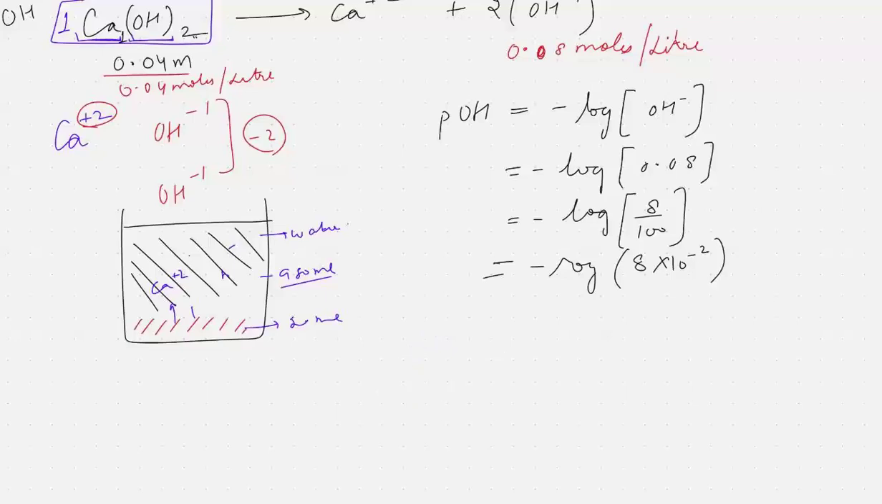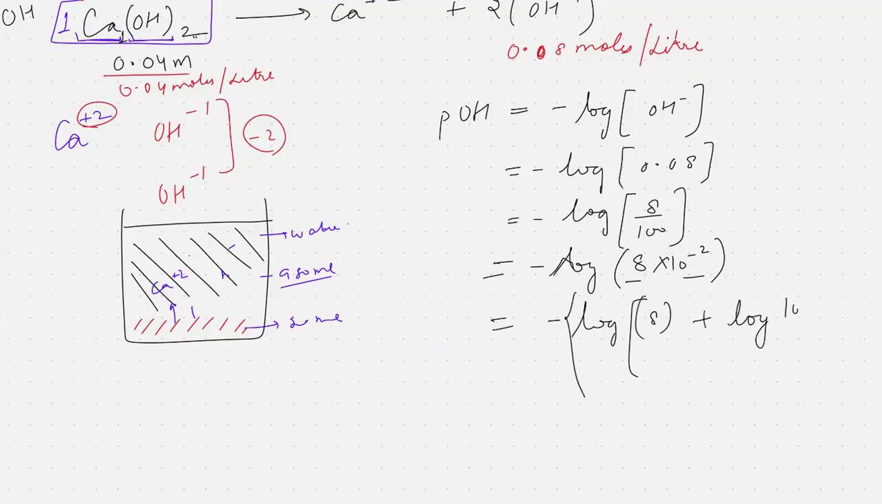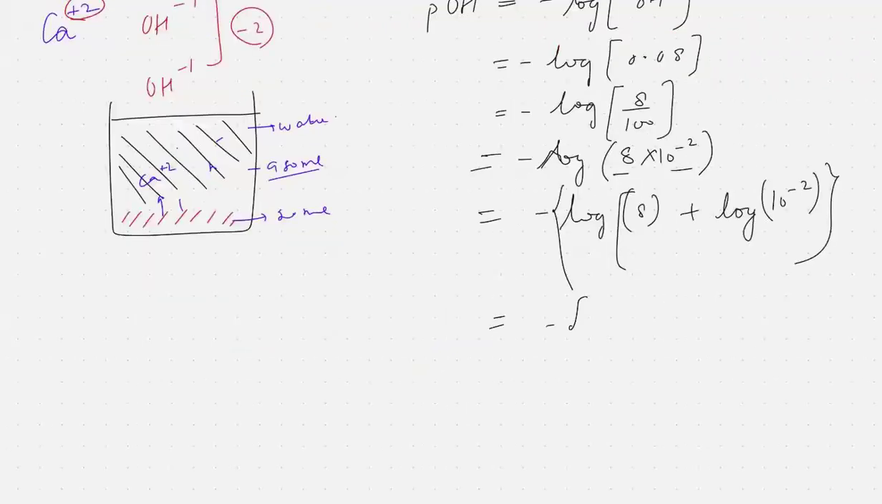So I am writing it down. Stop me whenever you don't get it. So it becomes minus log of A into B, which is log A plus log B. So I keep the minus outside. It becomes log 8 plus log 10 raised to power minus 2. So what do you think I get? Minus is outside. So this becomes log 8 plus log 10 raised to power minus 2.